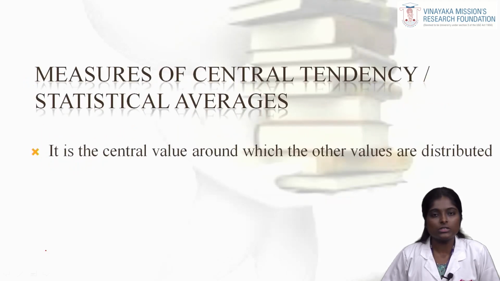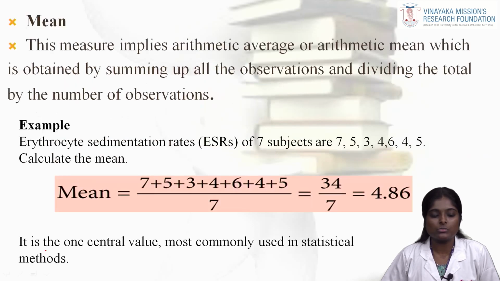According to this, a variable can be described in terms of central tendency and dispersion. Central tendency, or measure of central tendency, is the central value around which the other values are distributed. We have various central tendency values. Firstly, mean. As we already know, it is an average. It implies the arithmetic average, obtained by summing up all observations and dividing the total by the number of observations. It is the most common central value and is most common for quantitative variables.